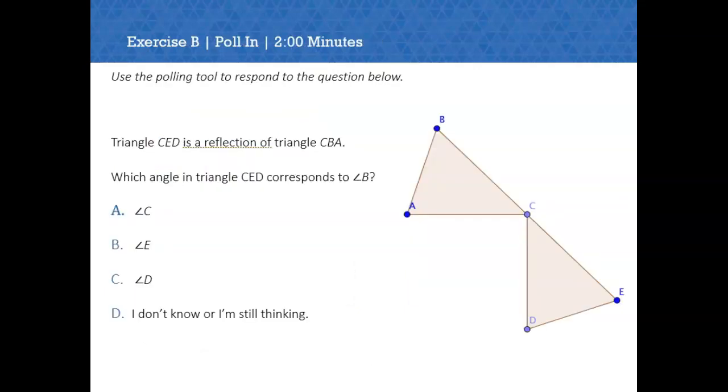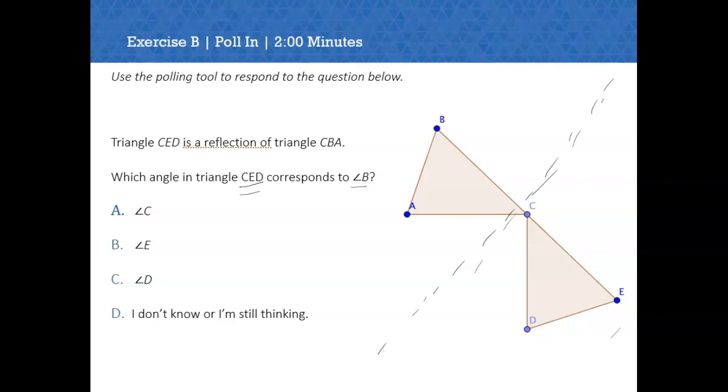This one tells us that triangle CED is a reflection of CBA. So CBA, and this is reflected. So it's reflected over a line, so it looks like it's reflected over this diagonal line here. It says, which angle in CED corresponds to angle B? So here's CED. Which one corresponds to angle B?